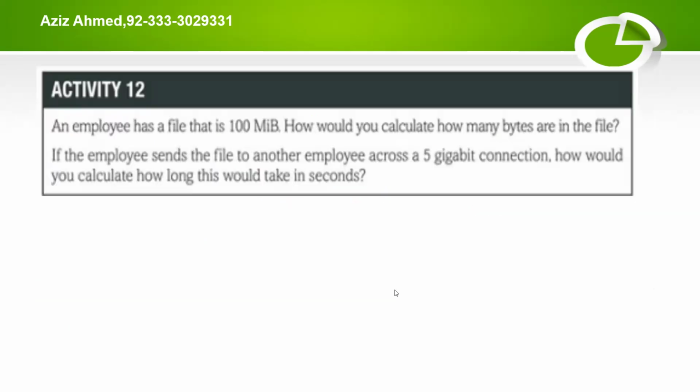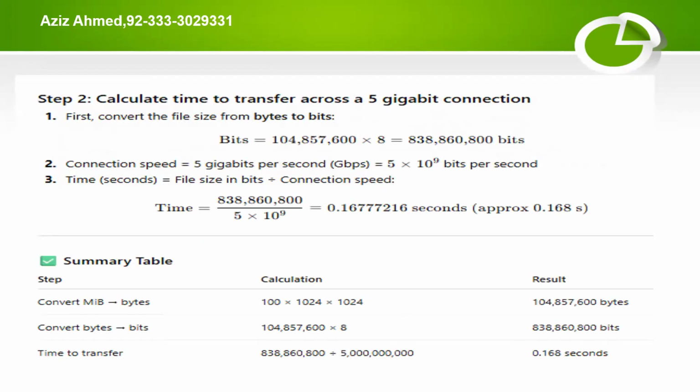Okay. The second step is, if the employee sends the file to another employee across a 5 gigabit connection, how would you calculate how long this would take in seconds? 100 multiplied by 1024, multiplied by 1024. Like 5 times 1024. Now see this one, then tell me. First, go through this one.